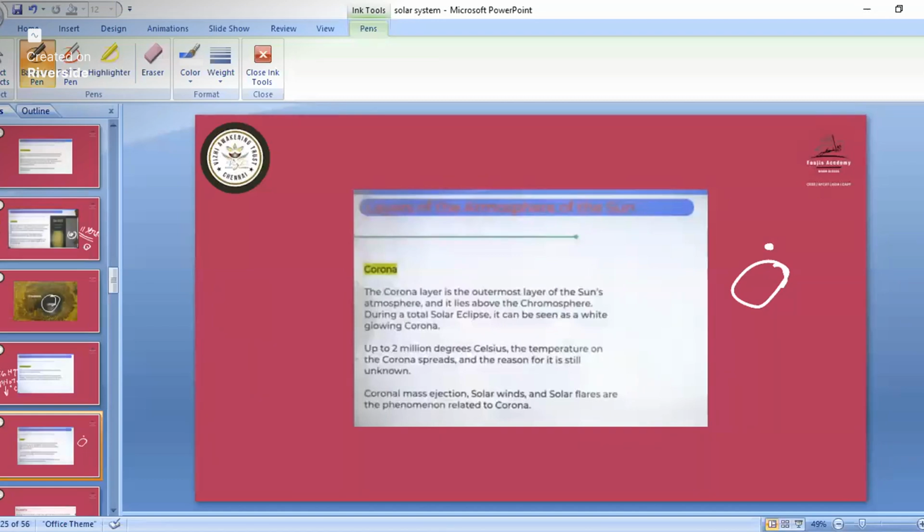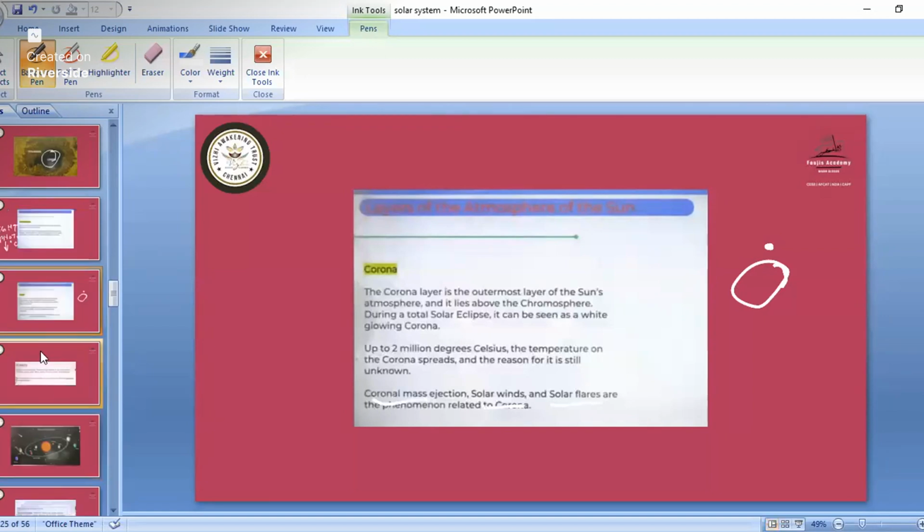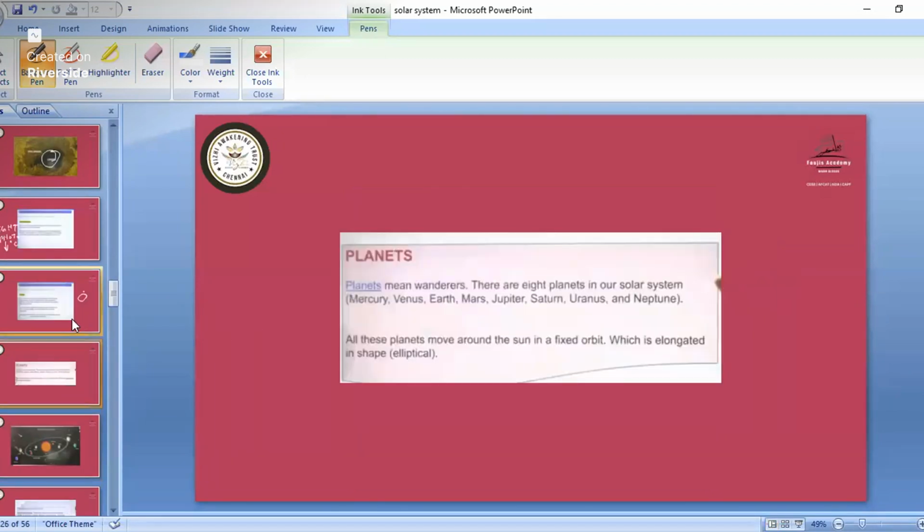The temperature on the corona reaches up to 2 million degrees Celsius, and the reason for it is still unknown. Coronal mass ejections, solar winds, and solar flares are the phenomena related to the corona. Okay, this was about the sun.